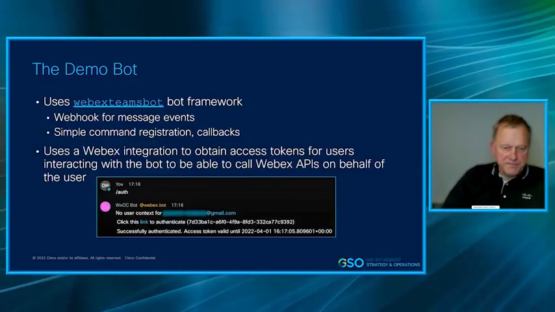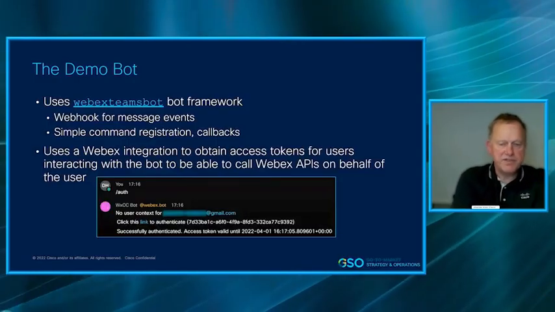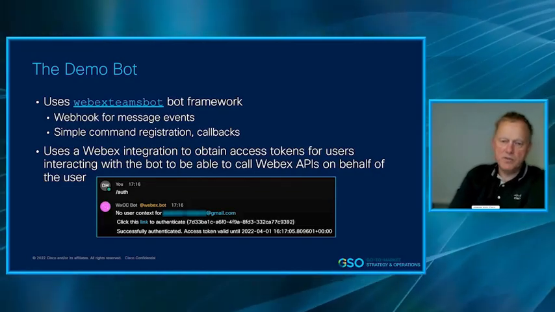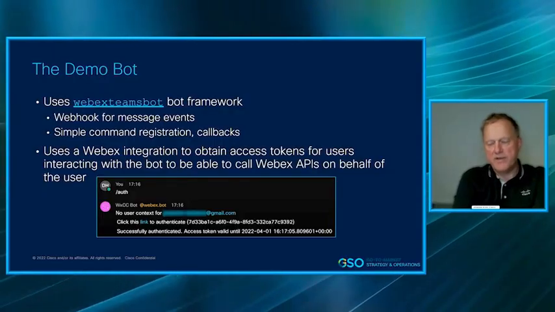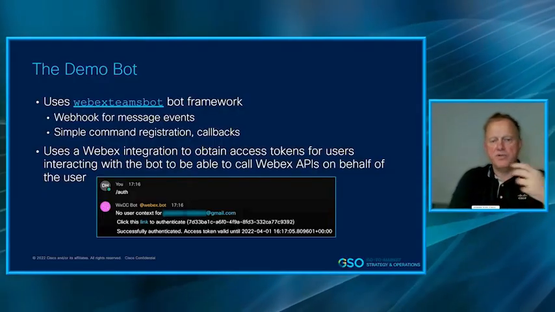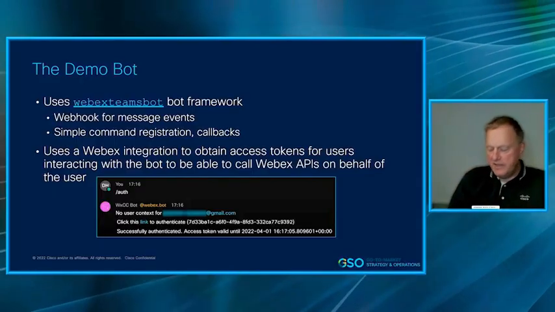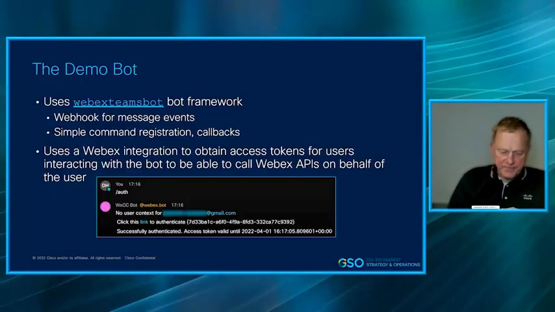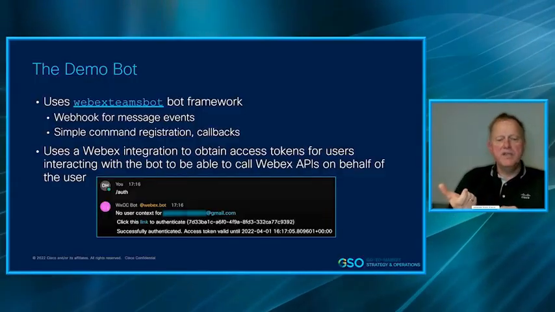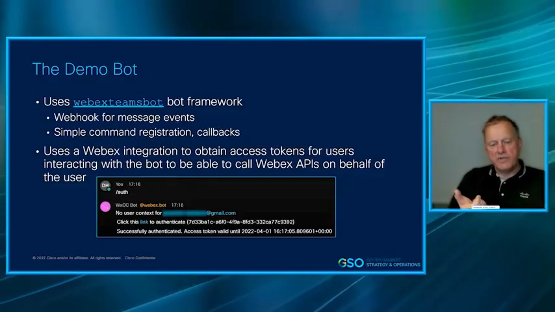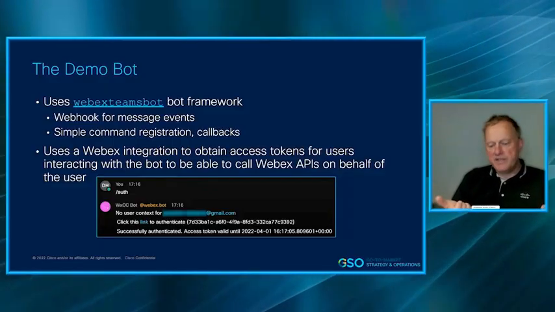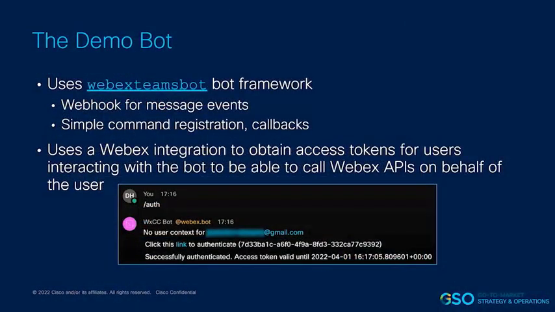This demo bot uses a Webex integration to obtain access tokens for users interacting with the bot, to be able to then call the Webex APIs on behalf of the user. I mentioned earlier that all these call control APIs require a personal access token. So whenever a user interacts with the bot and the bot wants to call any of the call control APIs on the user's behalf, the user has to grant the authorization to the bot, and that's done using an integration.